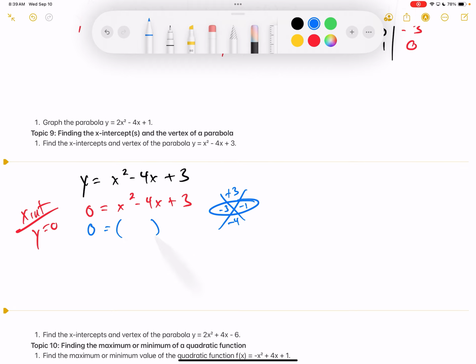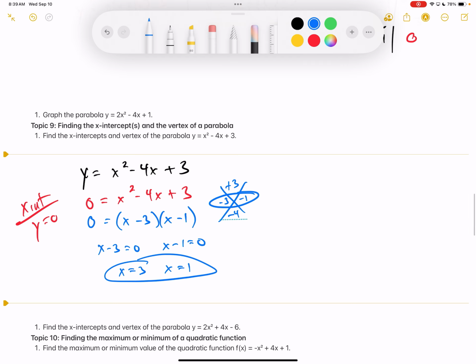So 0 equals x times x is x squared. -3 times -1 is +3. -3 plus -1 is -4. And then you set them both equal to 0. And add 3 on this one and add 1 on this one. So you get x equals 3 and x equals 1. Those are my x-intercepts.